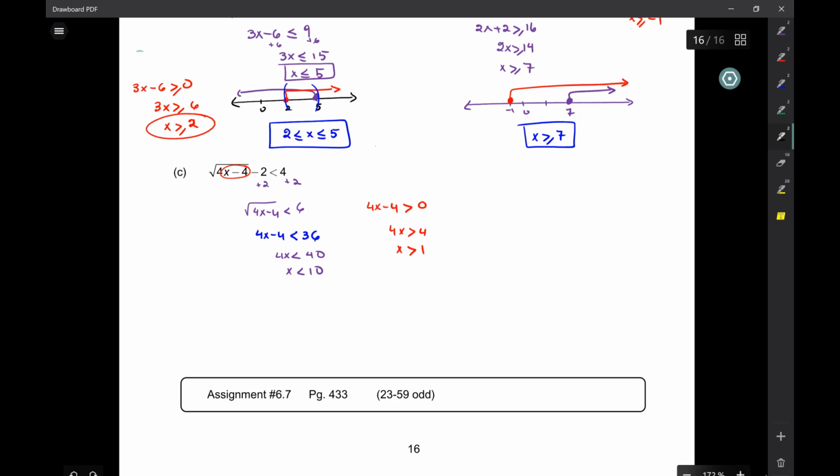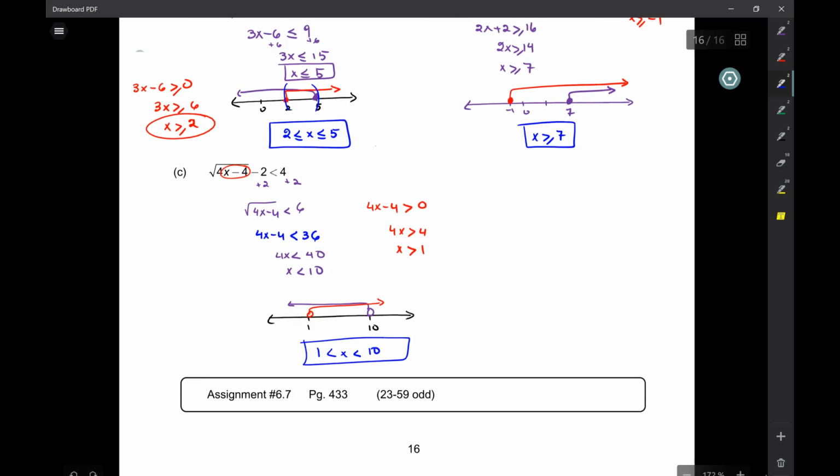Yeah? Okay, so number line. Here's 1. Here's 10. So my purple says it has to be less than 10. My red says it has to be greater than 1. If it's between two numbers, then it goes 1 to 10, okay? And then the inside always looks the same. Less than x less than. So that's this one. Any questions on C?